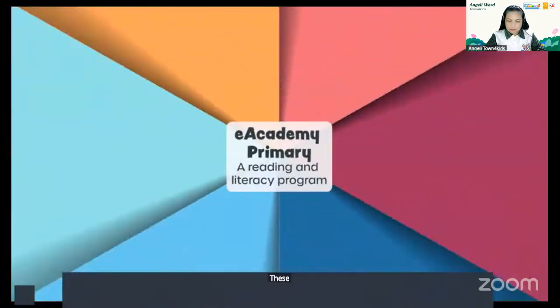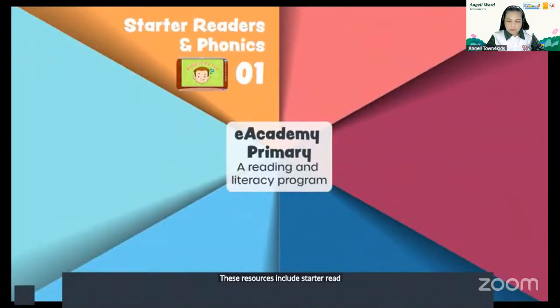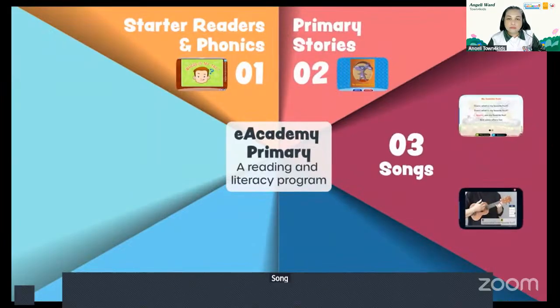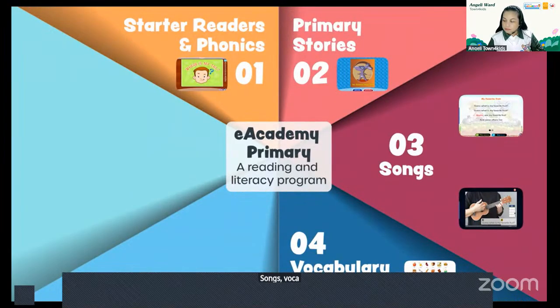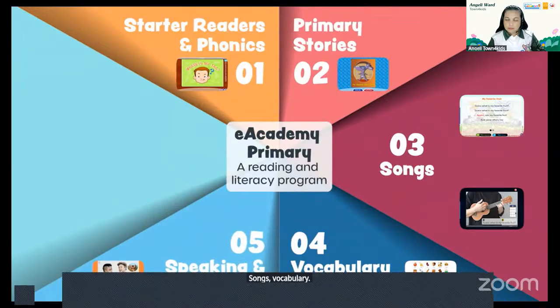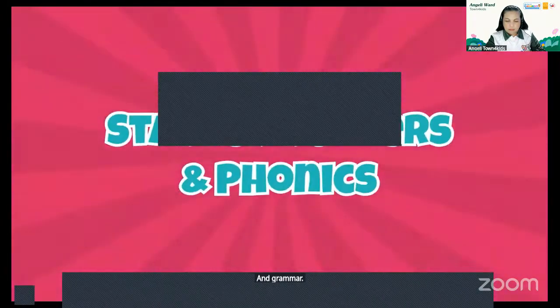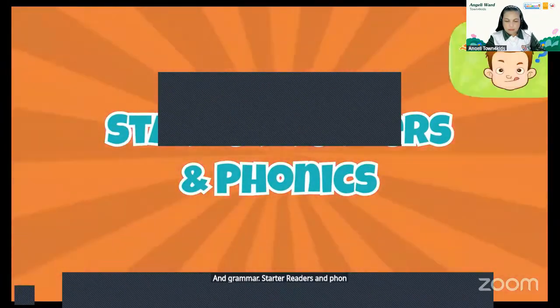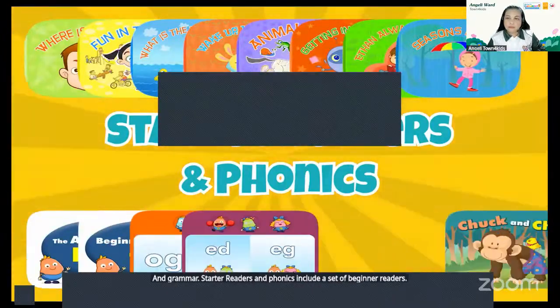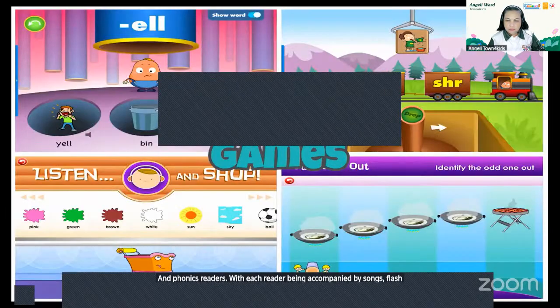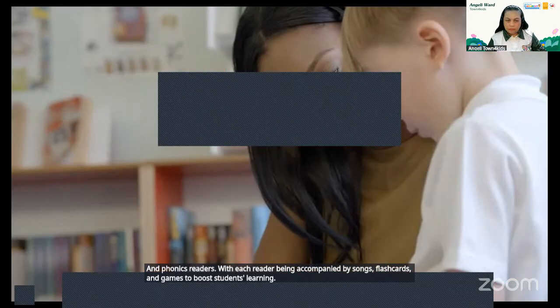These resources include starter readers and phonics, primary stories, songs, vocabulary, speaking and conversation, and grammar. Starter readers and phonics include a set of beginner readers and phonics readers, with each reader being accompanied by songs, flashcards, and games to boost students' learning. These will help beginners pick up the essential reading and language skills before they move on to the primary levels.